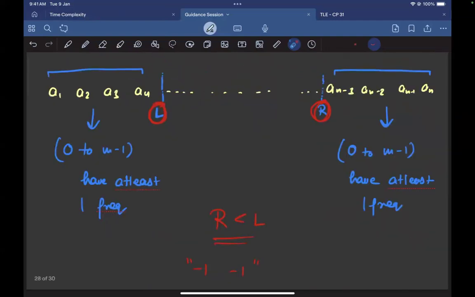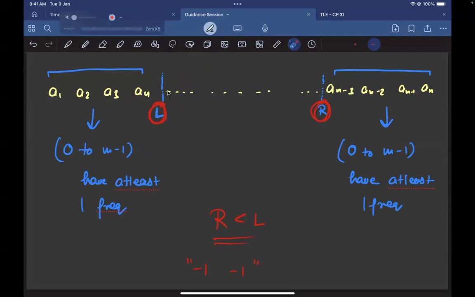Okay. Now let's go back. If it does happen, then I'll try to figure out the L location where I can do this, and the R location where I can do this. Any problem? If R is less than L, which means L crosses R, this is again an issue because now there is no middle portion to take. There is nothing like middle because R crossed L. Any issues, guys?